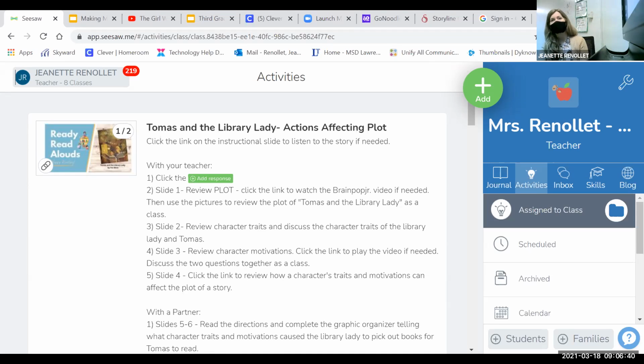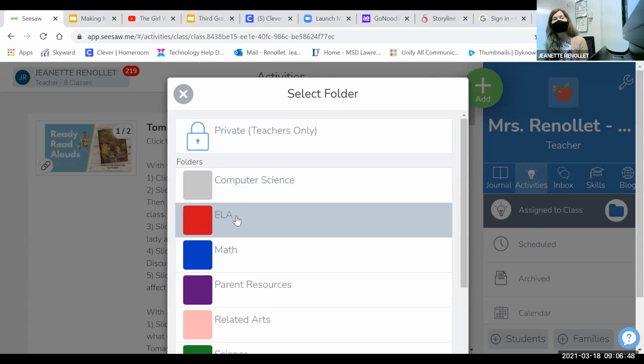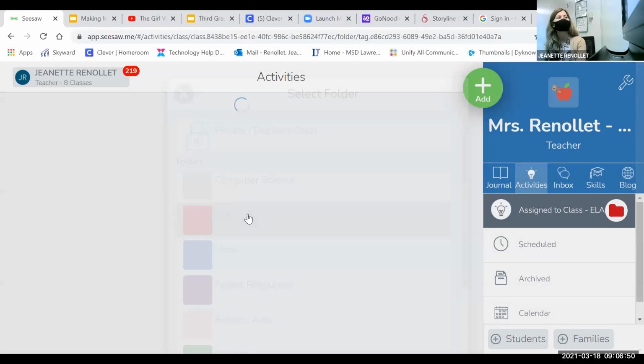Let's go ahead and find our task together. Click on Activities, Assign to Class folder, and Read ELA.